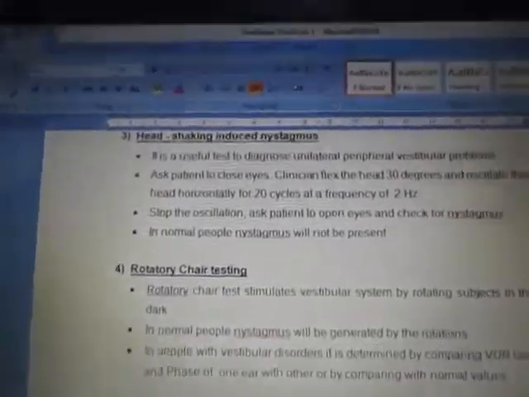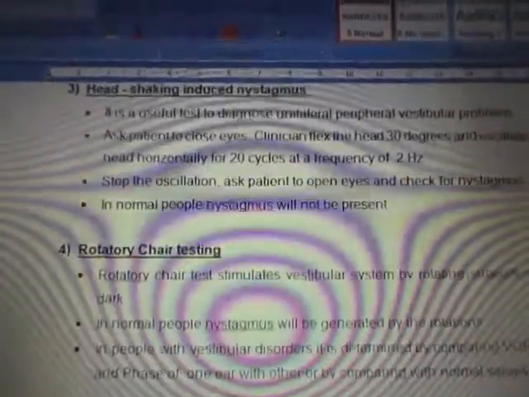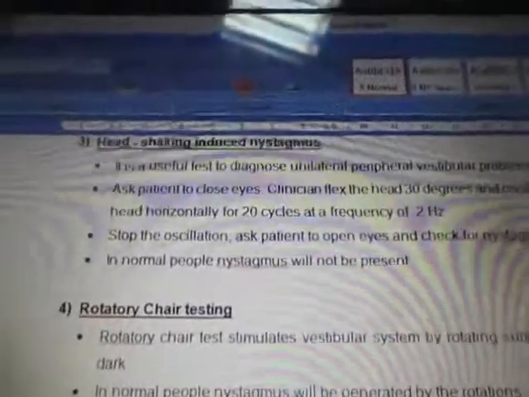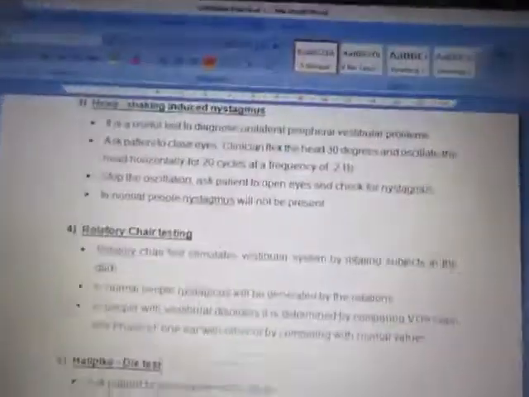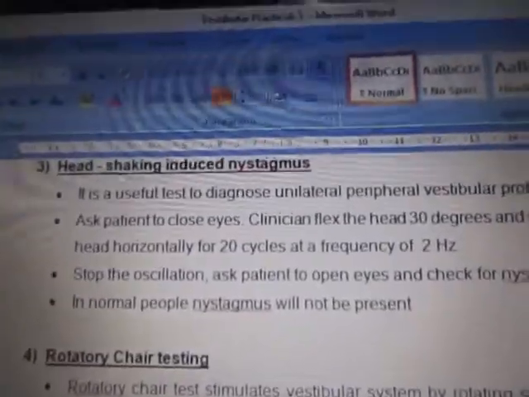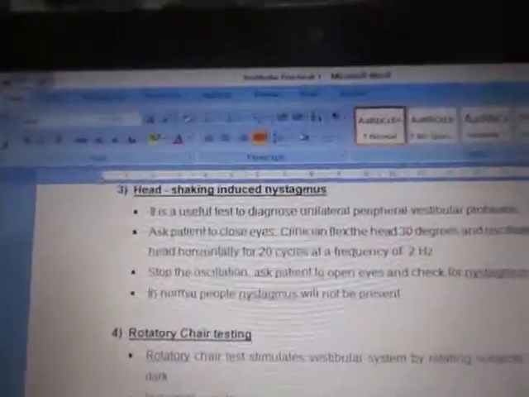Before, we have seen one more test for the semicircular canals, that is the head thrust test, and this head shaking induced nystagmus is for peripheral vestibular problems, that is on one side. Here you have to ask the patient to close the eyes.